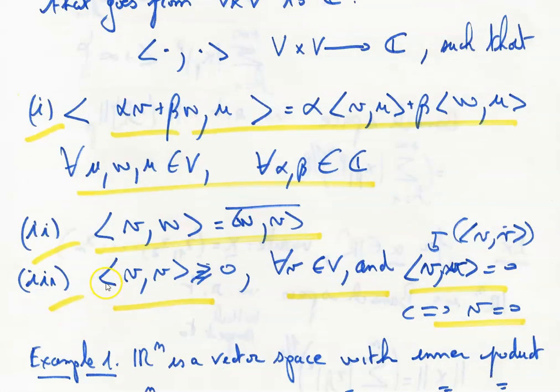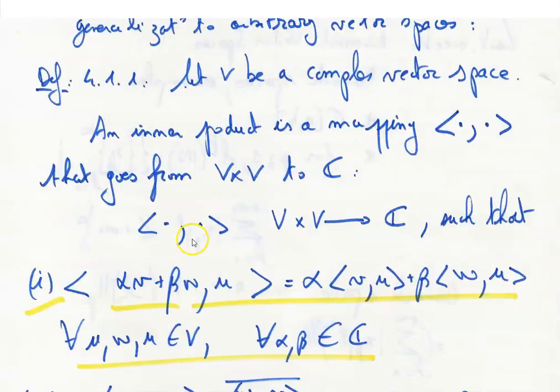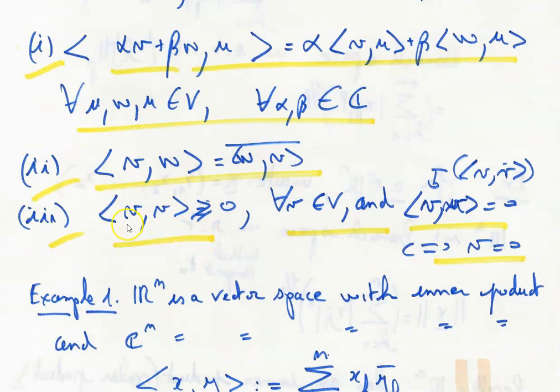Now the second property is the following: the inner product between v and w is the complex conjugate of the inner product between w and v. This is very important, especially in quantum mechanics. It's a property that you use many times when you speak about Hilbert space. From the mathematical point of view, you also need to verify this property to check that you have a right inner product.